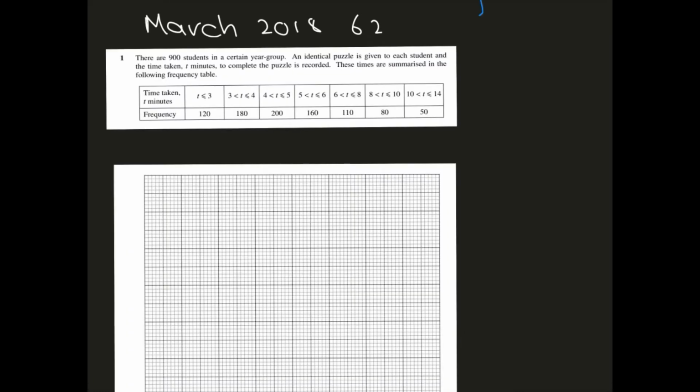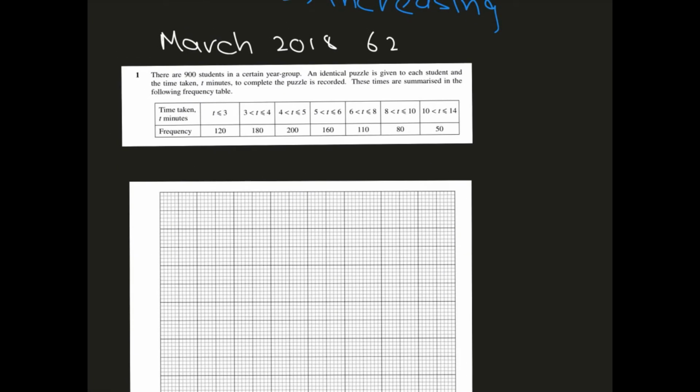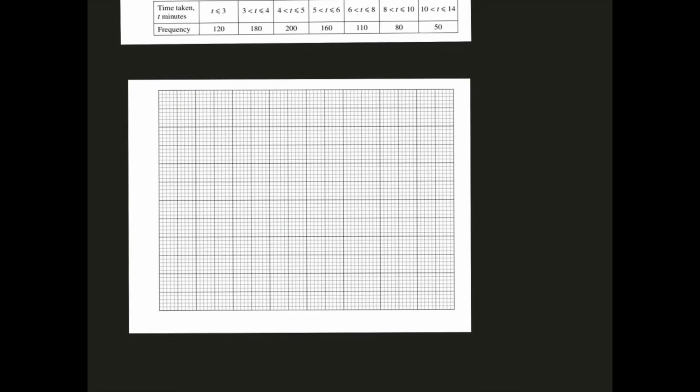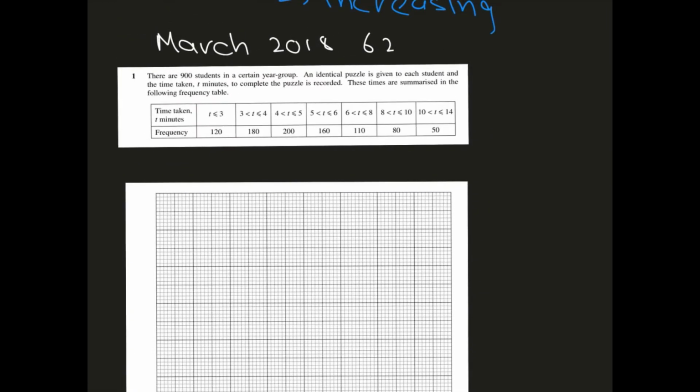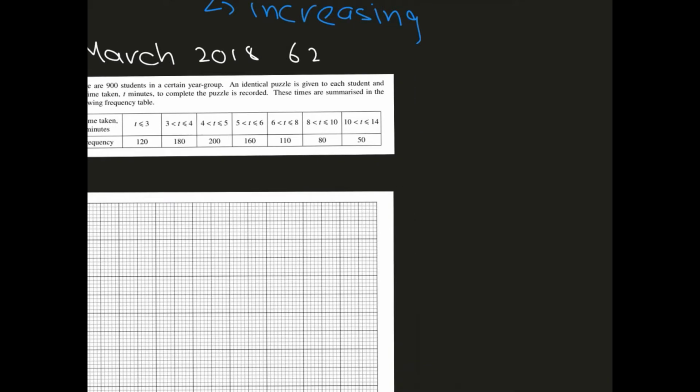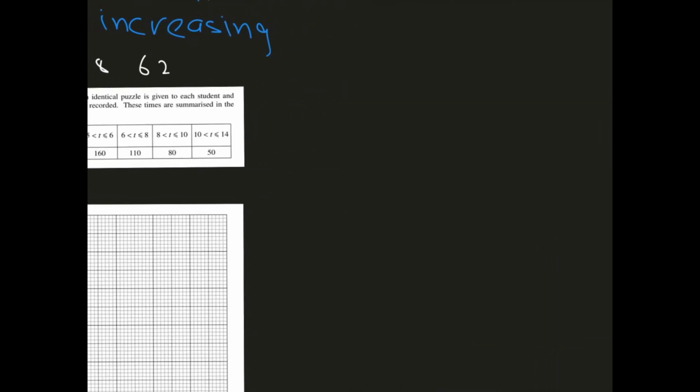Okay, so we have this first question from March 2018, variant 6.2. In this question, they're saying that there are 900 students in a certain year group. An identical puzzle is given to each student and the time taken, T minutes, to complete the puzzle is recorded. These times are summarized in the following frequency table. So we have to draw a cumulative frequency graph.